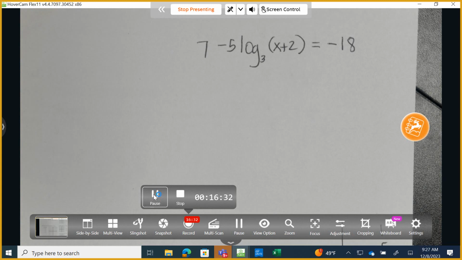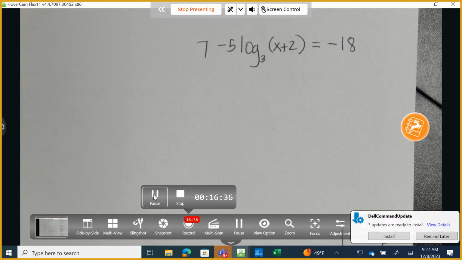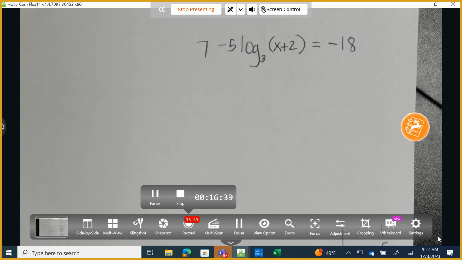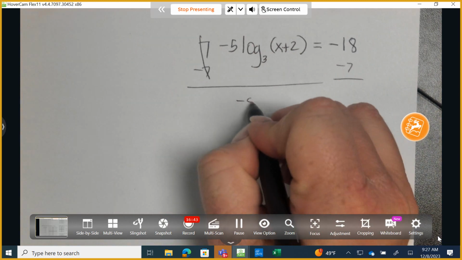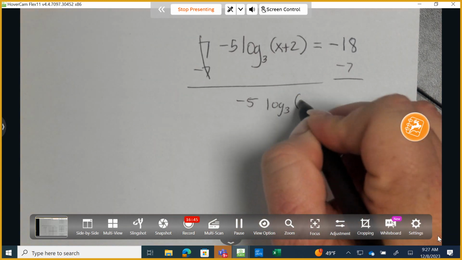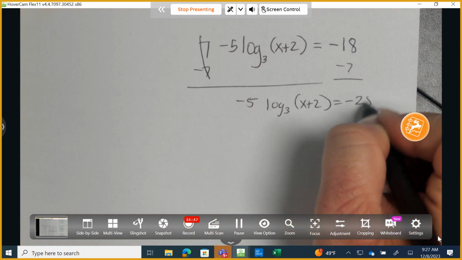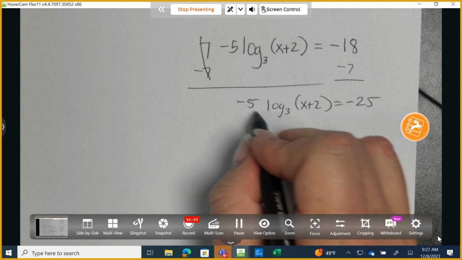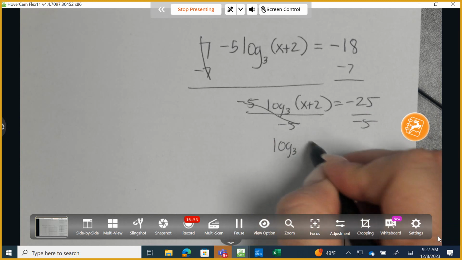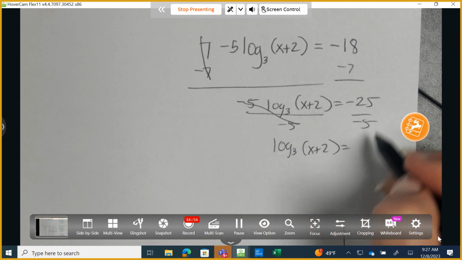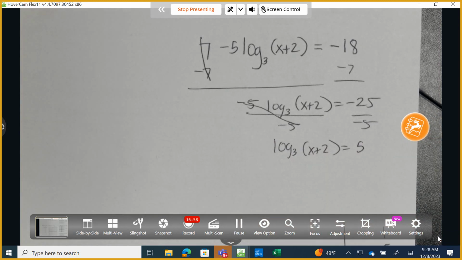This is like problem number 8. It is a different problem, but just additional practice. I'm going to start by doing PEMDAS backwards, so I am going to start by subtracting 7 from both sides. Negative 5 log base 3 of x plus 2 equals negative 25. And divide by negative 5. Log base 3 of x plus 2 equals positive 5.